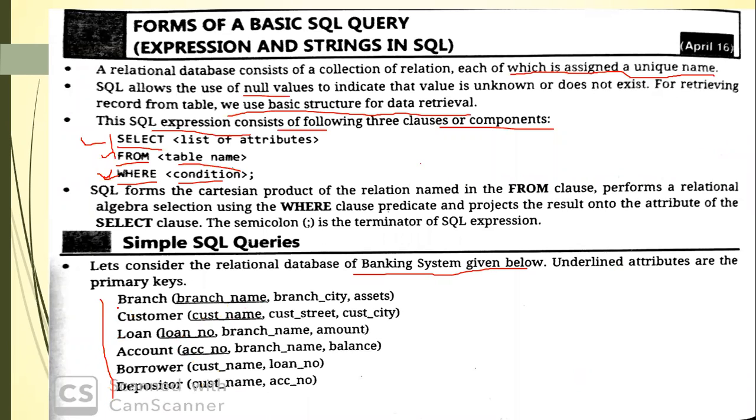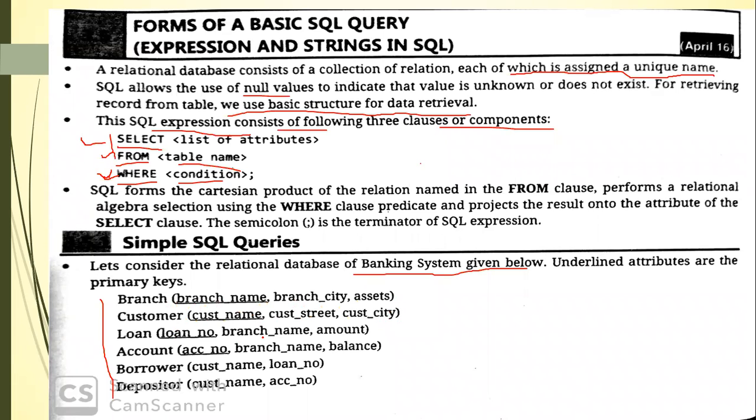Now we identify the primary keys. Here branch name is the primary key, customer name is the primary key, loan number is the primary key, then account number is the primary key, and for borrower and depositor, which have loan number, customer name, account number, no primary key will be used at this point. Now, what is the relationship between these tables? First of all, we need to identify it. The branch contains branch name, branch city and asset. Then customer contains customer name, customer street and customer city. There is no relationship between these two.